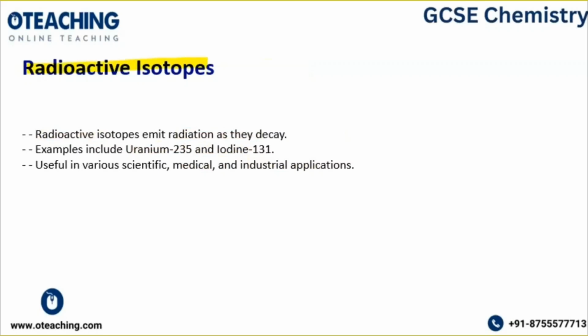Now, radioactive isotopes. Radioactive isotopes emit radiation. As the name suggests, radioactive. They emit radiations in the form of alpha, beta, and gamma particles. Examples include uranium U-235 and iodine-131 or I-131. They are useful in various scientific, medical, and industrial applications.